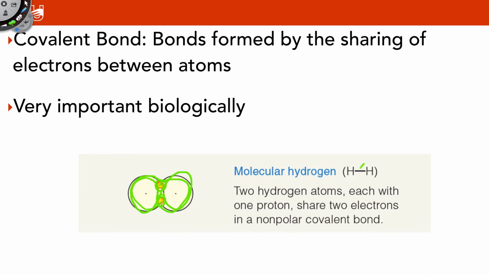Now you see the little line right here, we draw right here, and we're going to see this line many times during the semester. That represents a covalent bond. The H here and the H here, those are the atoms, and the line between them, this horizontal line, indicates that they're sharing electrons. And that sharing is a covalent bond.